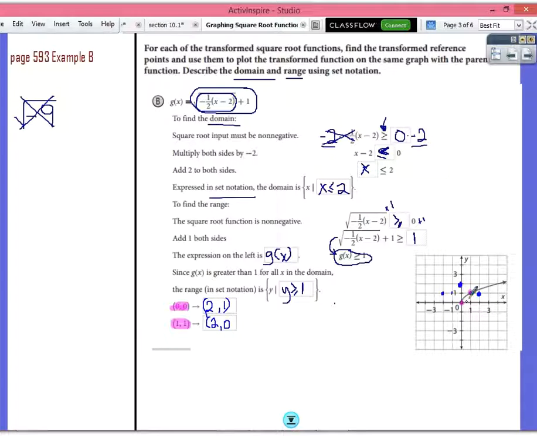Okay, and so that transformed function will look something like this. It's stretched horizontally, it's been reflected as well, it's been moved up 1, and it's been moved to the right 2.